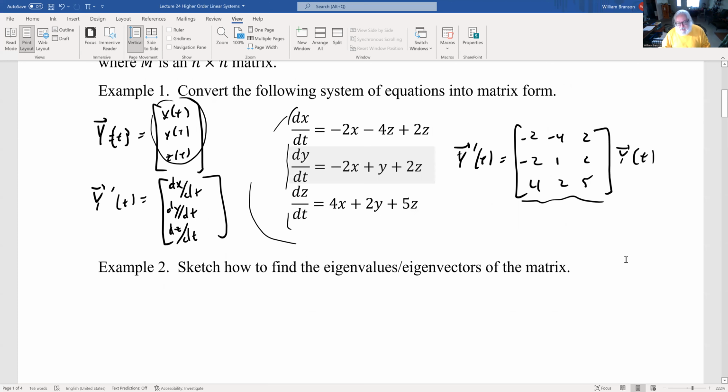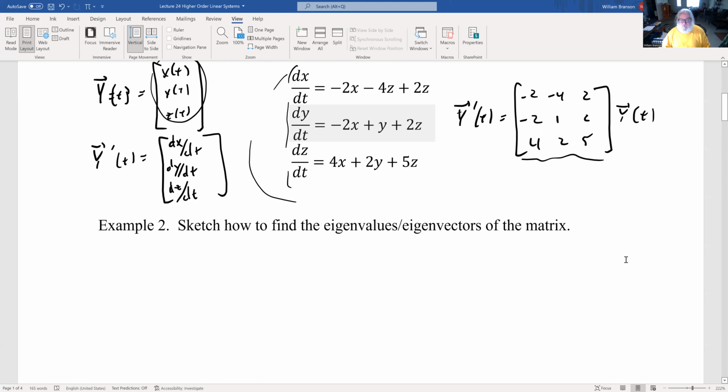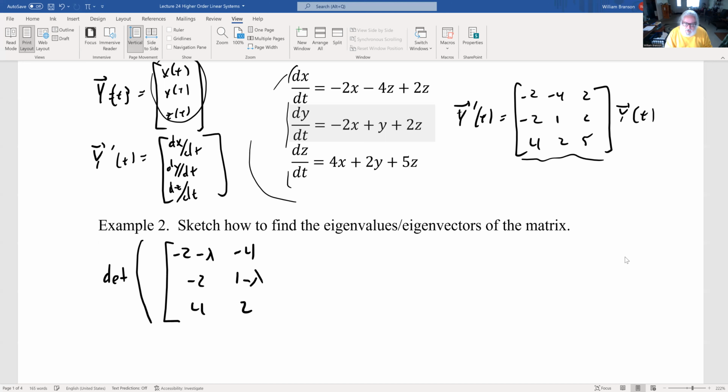You find the eigenvalues and the eigenvectors, and then you put together the solutions depending on what kind of eigenvalues and eigenvectors you get. So how do we find them? Well, it's the same kind of thing that you would do in two dimensions, except now it's in three dimensions. So you'd set up -2 minus lambda, -2, 4, and then 1 minus lambda. I always write the lambda terms first because that helps me figure out my spacing. And then 5 minus lambda down here, 2, 2. So we set that equal to 0.